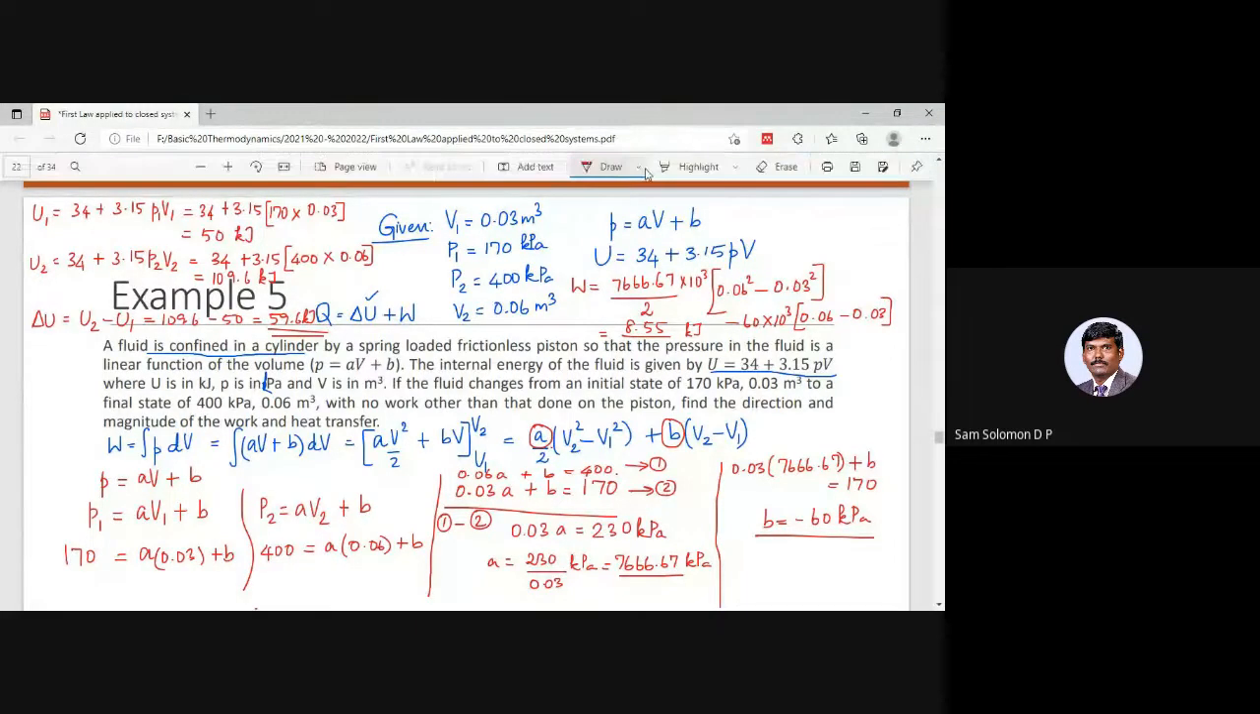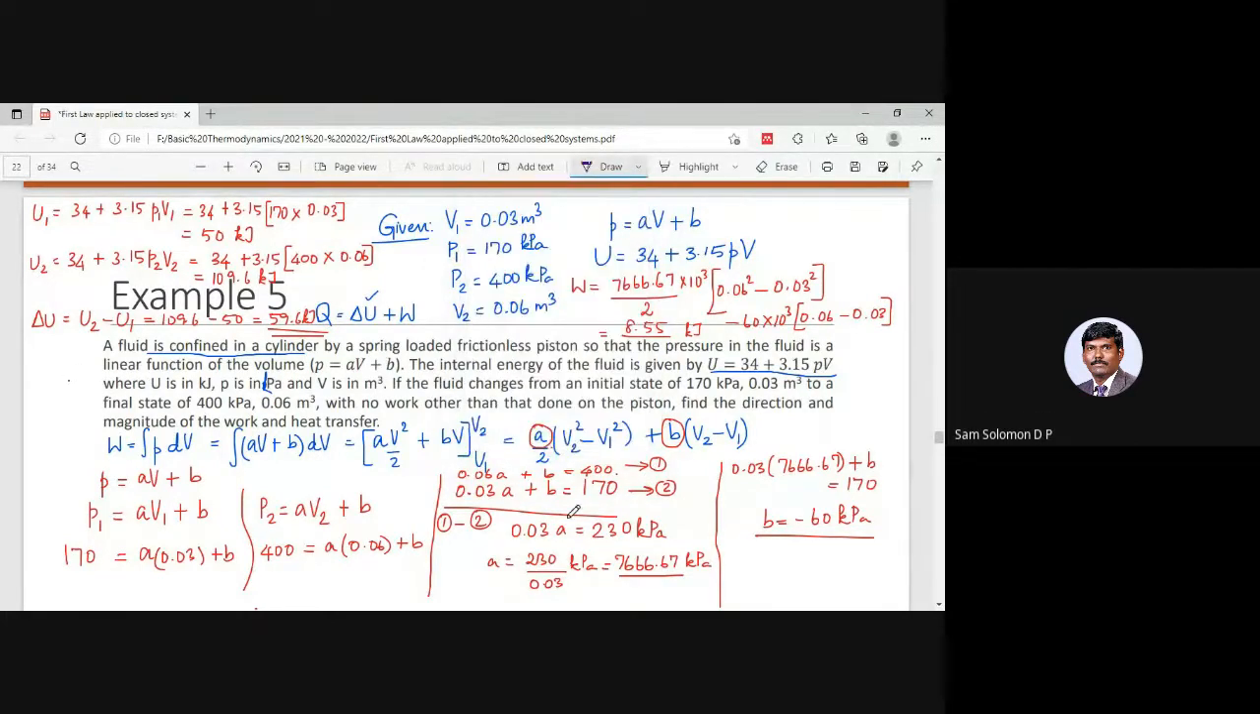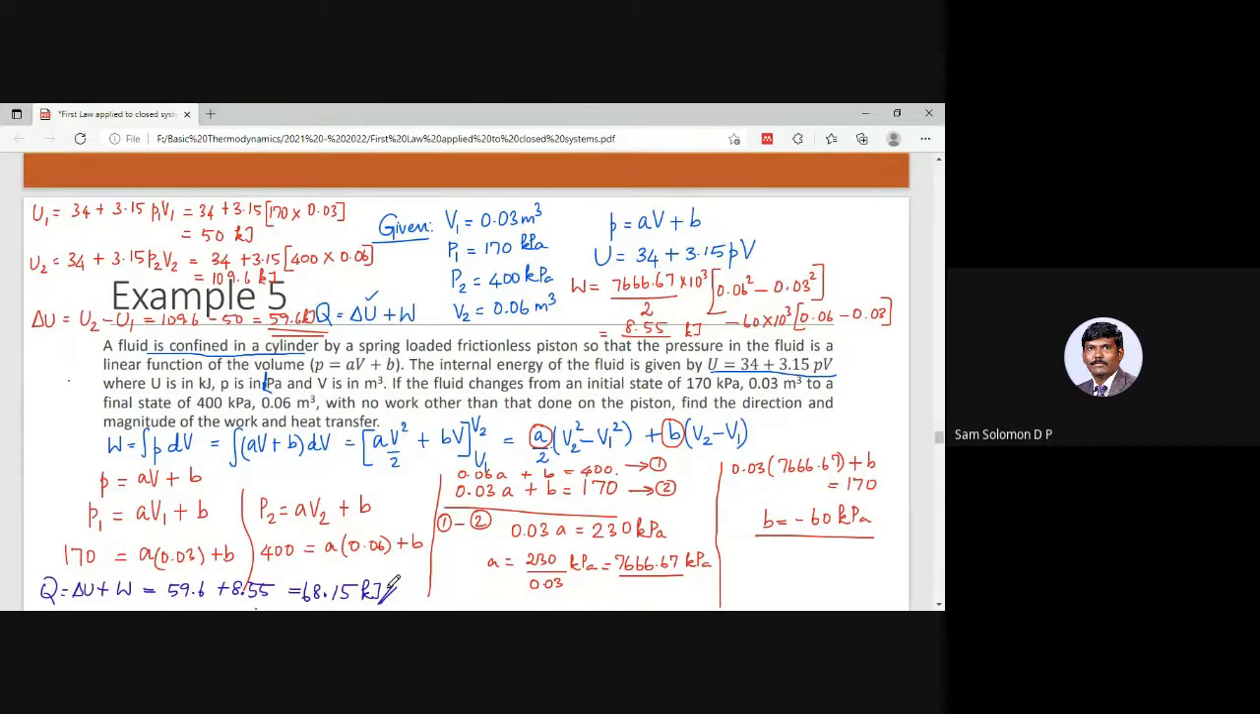Okay, so once you get the value of the change in internal energy and the work done, then you can use the first law of thermodynamics. Q is equal to delta U plus W. Delta U is 59.6, W is 8.55. So you will have a 5 over here. 6 plus 5 is 11, 9 plus 9 is 18. So 68.15 kilojoules. So this is your heat transfer. So you have got work output, heat addition, and an increase in internal energy with reference to this particular process.